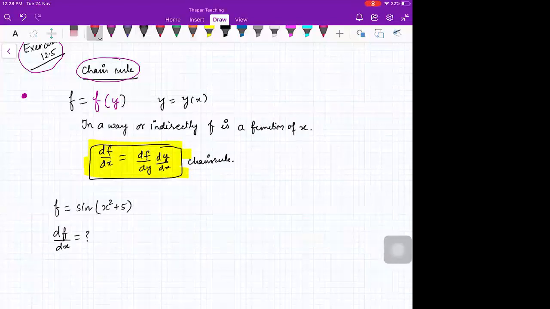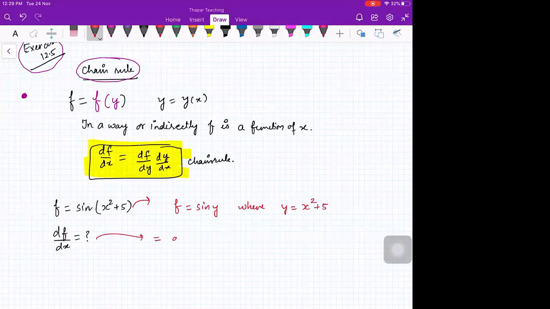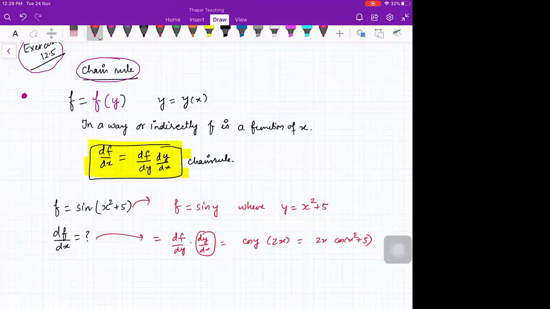So this actually is, f is sin y, where y is x square plus 5. So you compute df by dx as df by dy into dy by dx. So this is cos y into derivative of y with respect to x, that is 2x. So this is 2x cos (x square plus 5). So this is your chain rule.